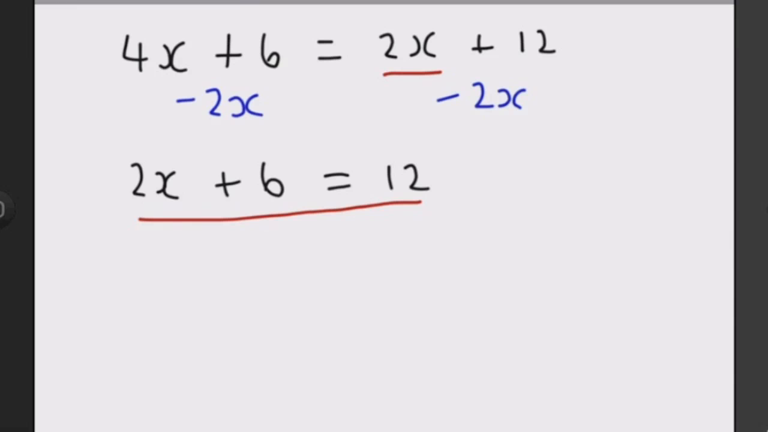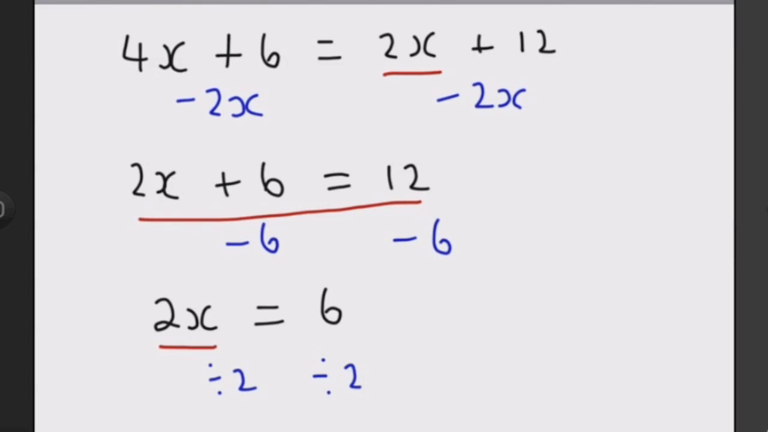We can now identify that we're adding 6 to the 2x on the left hand side, so we're going to subtract 6, and therefore do it to this side too. So 2x add 6 minus 6 just gives us 2x, and that's equal to 12 minus 6, which is 6. Now at the moment my x is being multiplied by 2, so we're going to divide by 2 on both sides to cancel that out and get rid of it, to leave us with 2x divided by 2 is just x equals 6 divided by 2, which is 3.